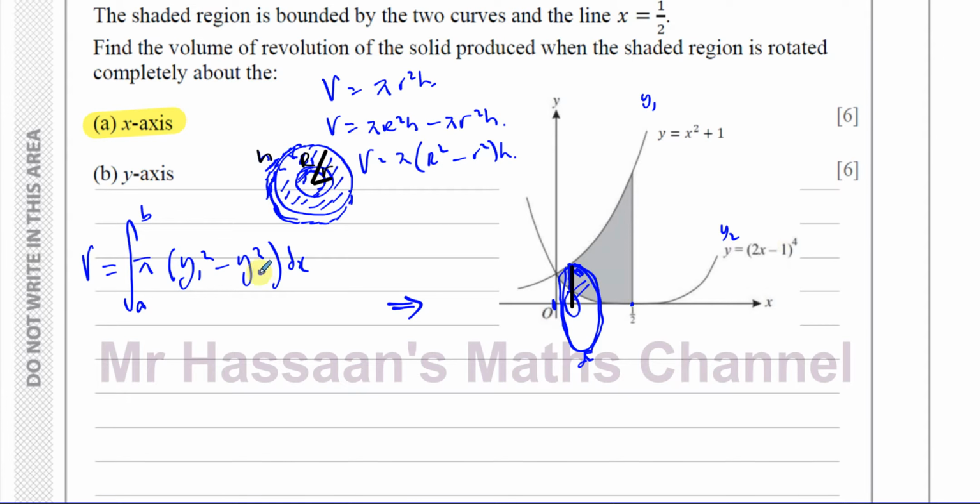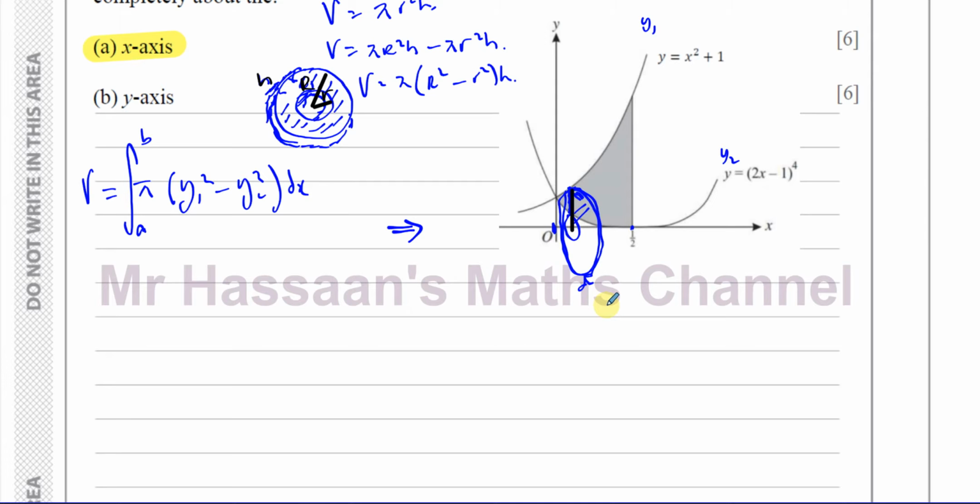Okay, so this is a formula that will help us find the volume of revolution between two curves around the x-axis. The y1 stands for the equation of the curve that's higher up, and y2 for the one that's lower down, and we carry out this.